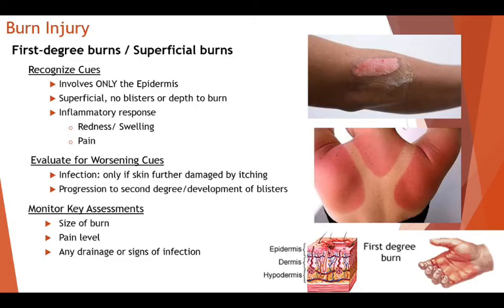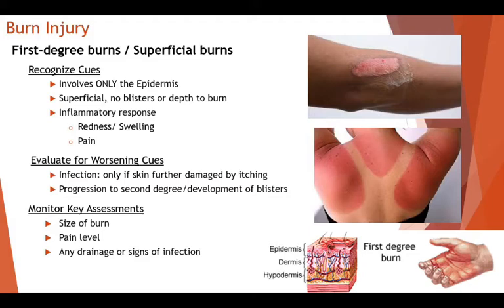So if your burn is just a superficial discoloration, redness, swelling, and yes, they are painful, there is an inflammation response going on that causes redness and swelling and pain, but it is a first-degree burn as long as there are no blisters. There's no real chance for infection unless the skin is further damaged by itching, and if blisters do form, then it is considered a second-degree burn.